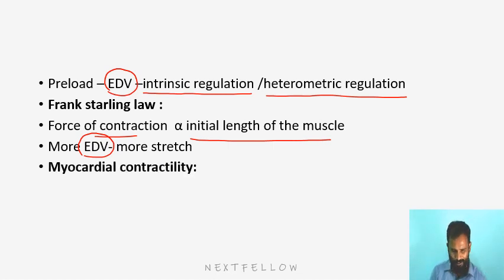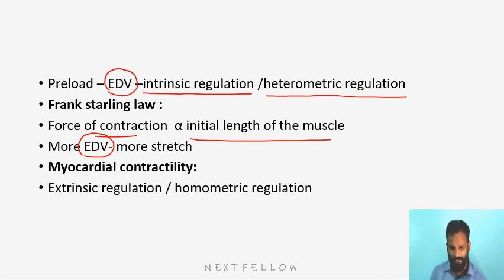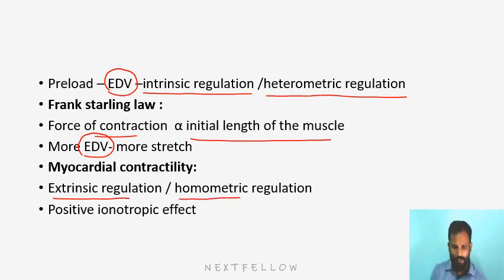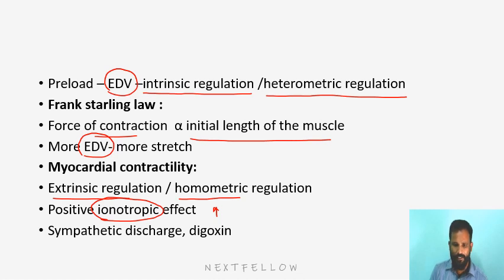Without the change in length, there is one more entity called myocardial contractility, which is also called extrinsic regulation because it is acted upon by the nervous system, the sympathetic nervous system. Here the length of the muscle remains constant, so it is also called homometric regulation. The inotropic effect is nothing but that which is concerned with contractility. Positive inotropic effect means increased myocardial contractility, and that is produced by sympathetic discharge as well as drugs like digoxin.